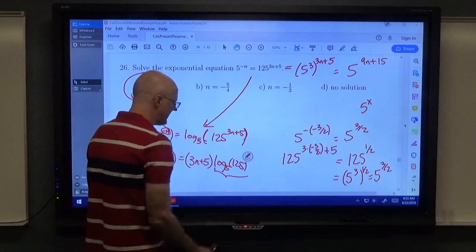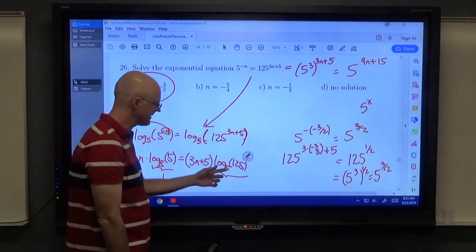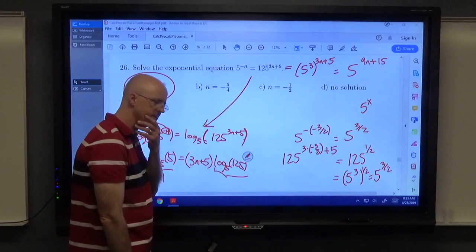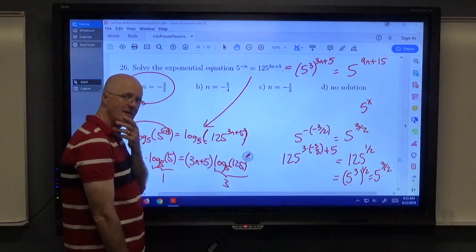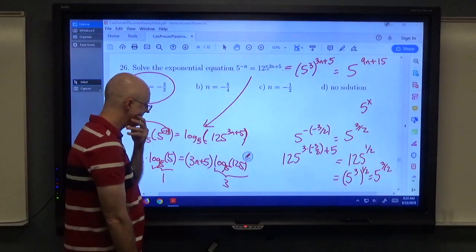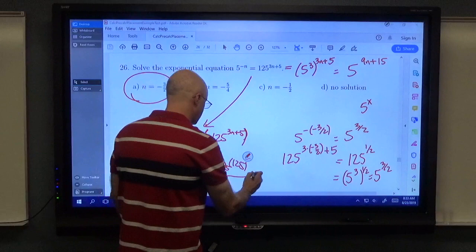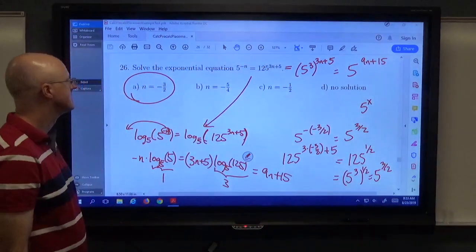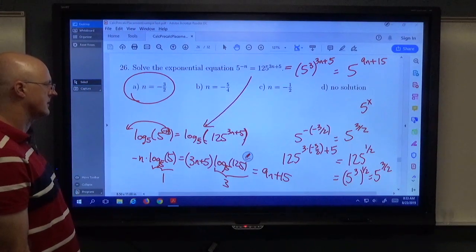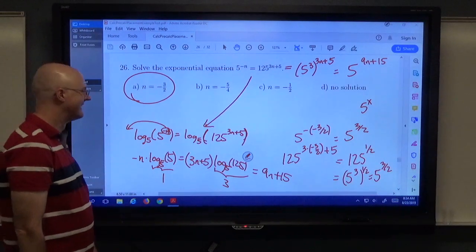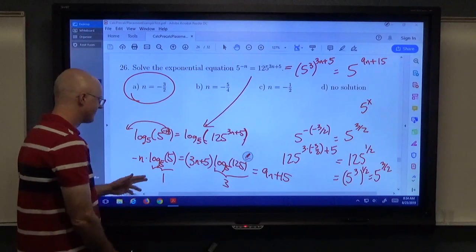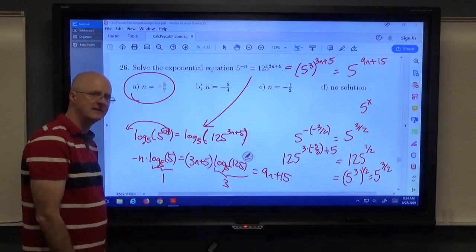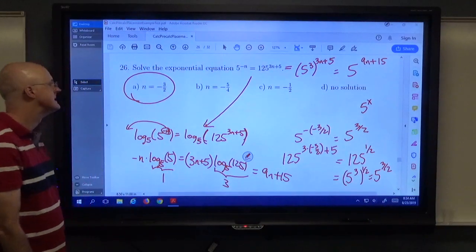For this thing, what do you have to raise 5 to get 125? The base is 5, the number there is 125. This whole thing represents the number to raise 5 to get 125. 3. Right? 5 cubed is 125. Distribute the 3 through here, you get 9n plus 15. You get the exact same equation that I erased already before. Negative n times 1 is negative n equals 9n plus 15. Therefore, 10n equals negative 15, and n is negative 15 tenths, which is negative 3 halves. Same answer.